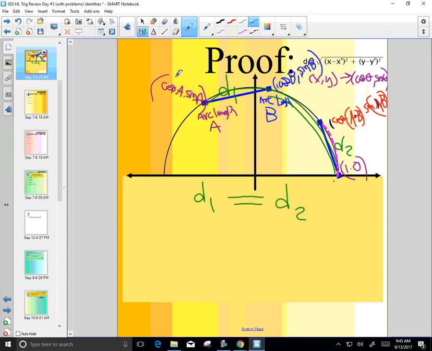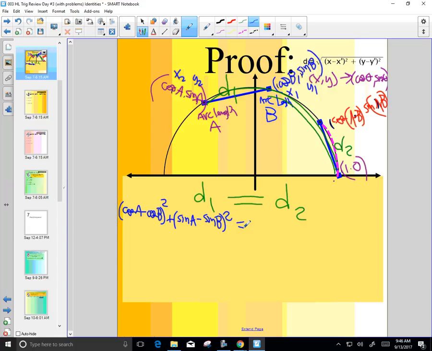So this is like x2, y2, and this is like x1, y1. So the distance formula says that if you take the change in x squared plus the change in y squared, you're going to get the distance squared. So I'm going to do that. I'm going to take this x minus that x: cosine A minus cosine B. And then I'm going to square it. And then I'm going to add sine A minus sine B, and then I'm going to square it. Now this whole thing is square root.